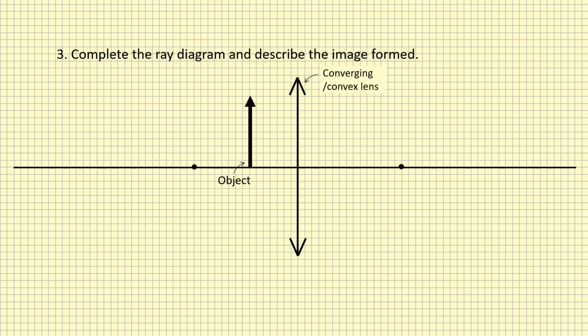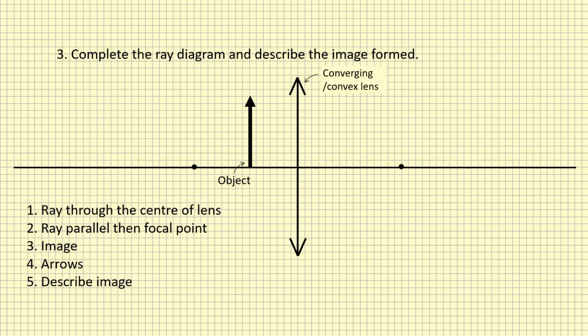The third example, now the object is very close to the actual lens itself. It's actually going to be quite different this time, but we still follow the same checklist. First thing, the light ray through the center of the lens from the top of the object. Second one, parallel to the axis, and then through the focal point. Okay, so maybe you notice now there's an issue because these light rays are not meeting.